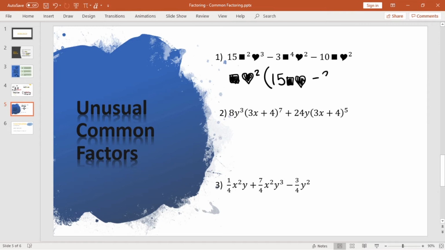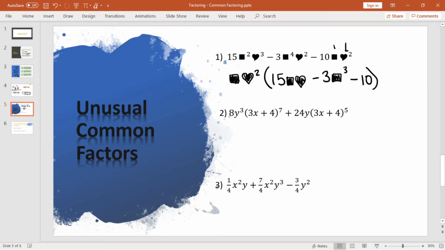Okay, -3, I'm not touching anything. We have 3 squares left behind on this one. And hearts are going to divide out. Last one. A square with a heart squared divided by a square with a heart squared is 1, and they're left behind. So you're allowed to do that.